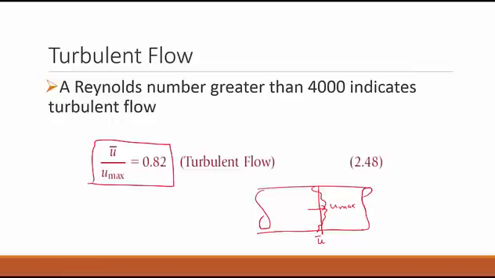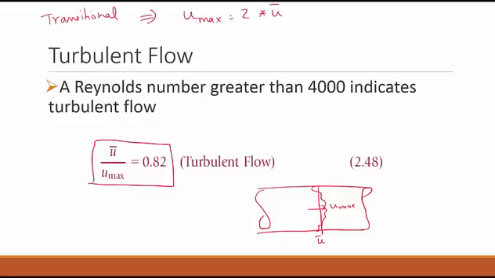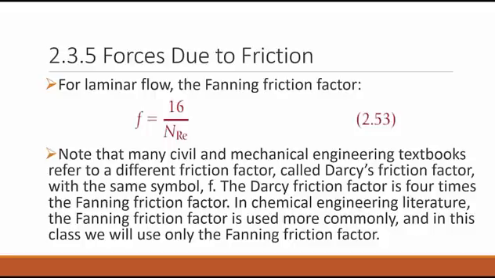Okay. If it is transitional, use maximum equal to twice the average. Consider it like a laminar flow. If it is a transitional flow, consider it as a laminar flow. If it is a turbulent flow, use this condition.